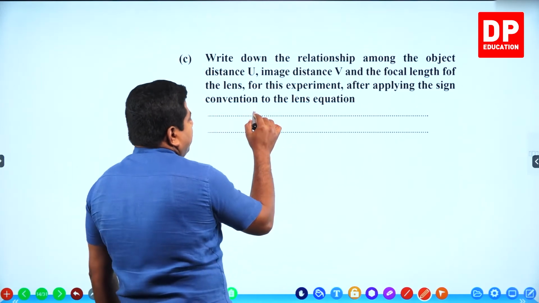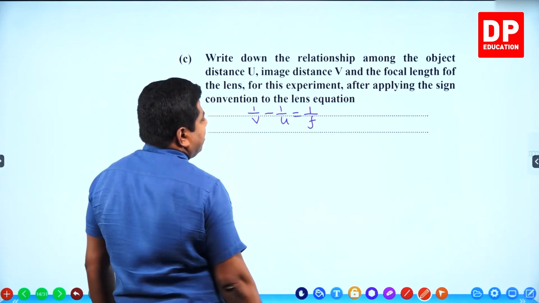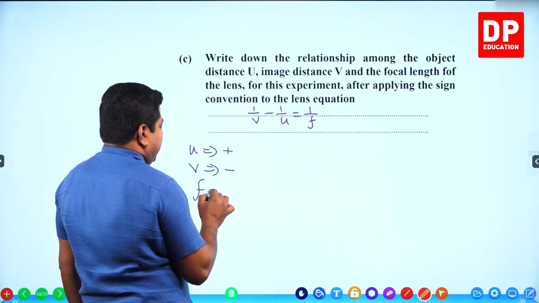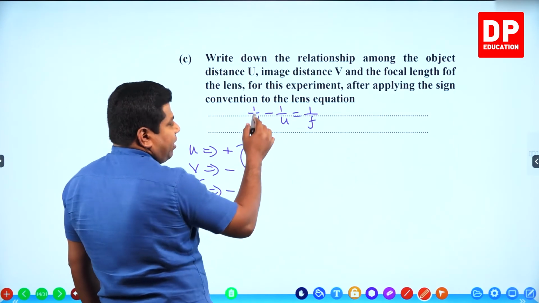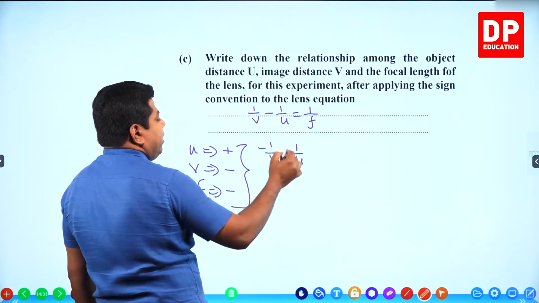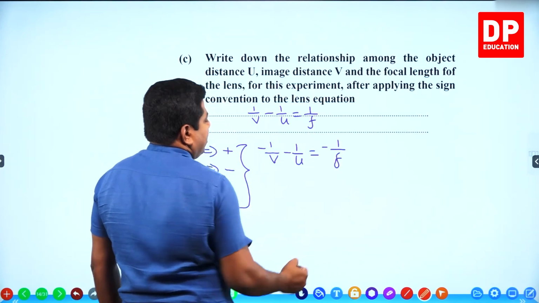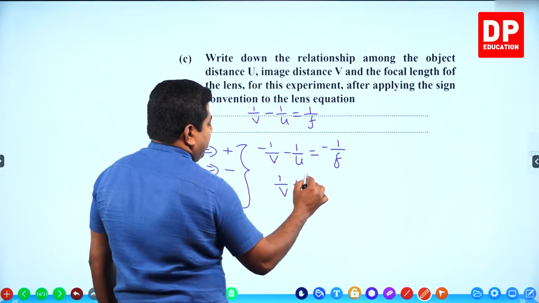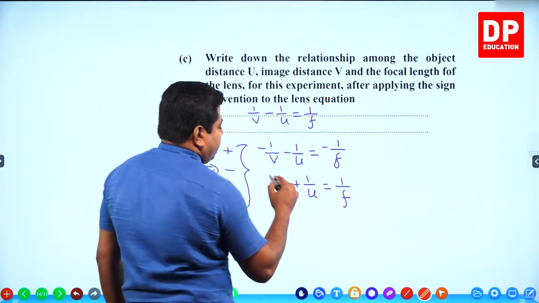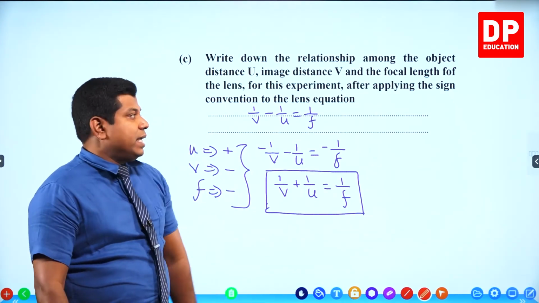So, let me write the original equation first. 1 over V minus 1 over U equals 1 over F. If I apply the sign convention for this, U will be plus, V will be minus, right? And F also minus. V is minus, so you will get minus 1 over V. U is plus, but already a minus was there, so minus U remains as U itself. F has to be minus 1 over F. Since all are minus, you can leave them. 1 over V plus 1 over U equals 1 over F. This will be the formula for a convex lens after you applied the sign convention into the formula itself.